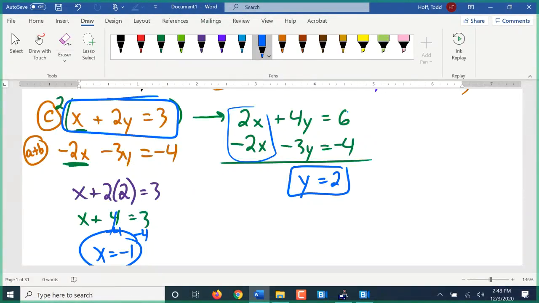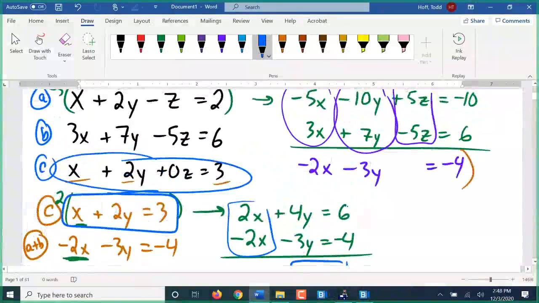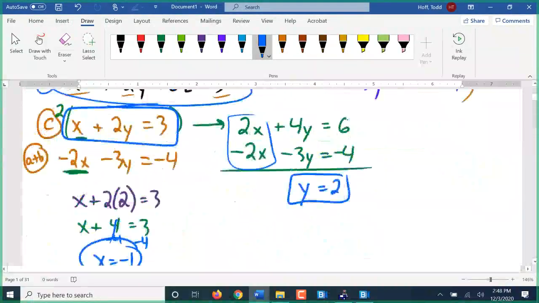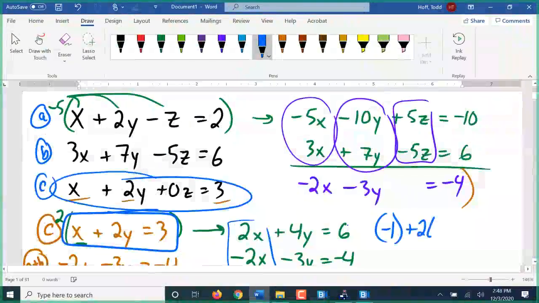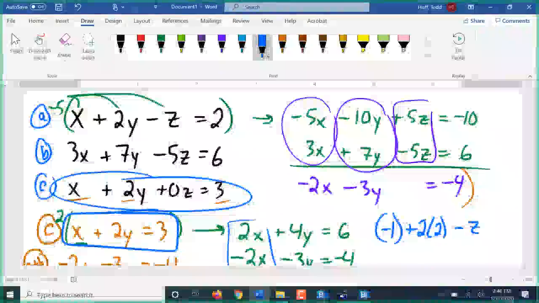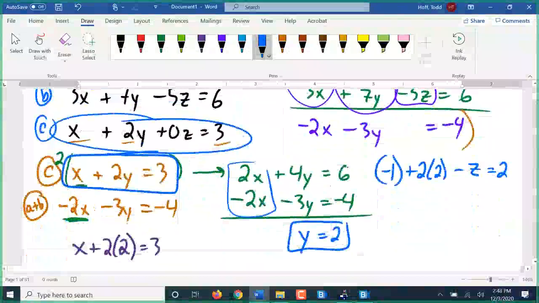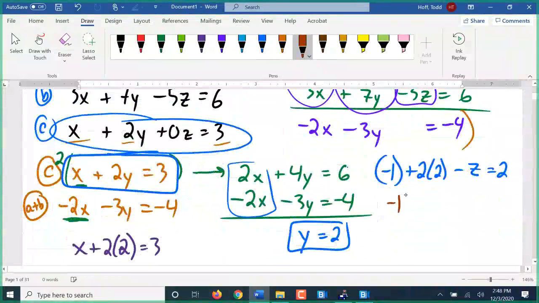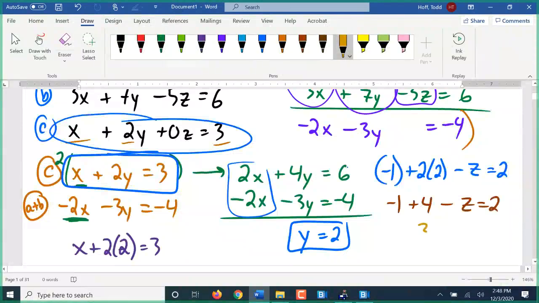Need to find z. Have to go back to one of the original equations. Obviously, I can't use the bottom equation because there isn't a z in that one. Let's just go up to the top equation. So we have x is negative 1 plus 2y is 2 times 2 minus z equals 2. That's just using this equation, putting in the values that we know for x and y. Nothing to do with the negative 1. 2 times 2 is 4. Negative 1 plus 4 is 3, so 3 minus z equals 2.